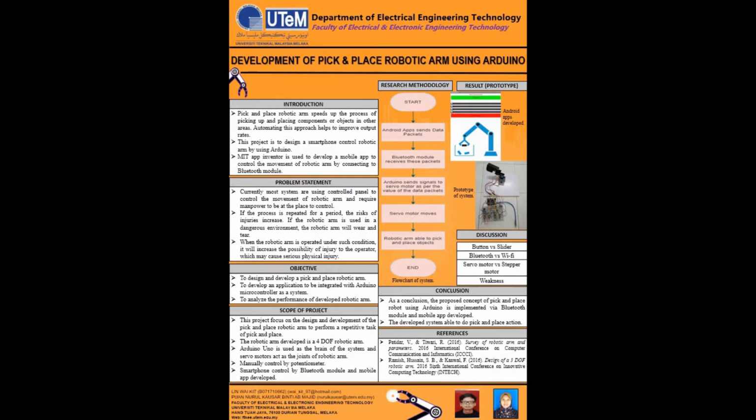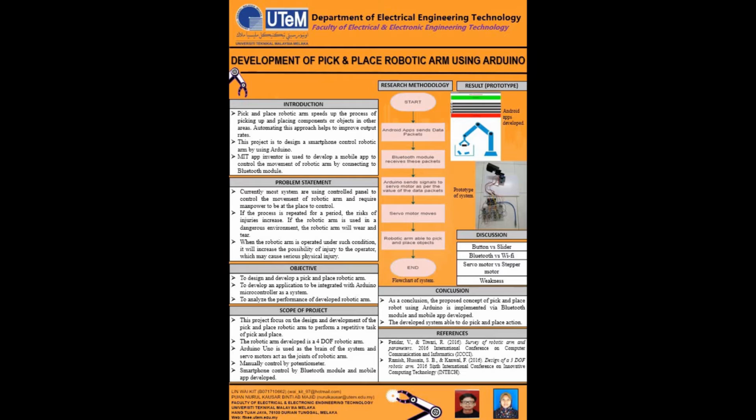This project focuses on the design and development of the pick and place robotic arm to perform a repetitive task of pick and place. The robotic arm developed is a 4 degree of freedom robotic arm. Arduino Uno is used as the brain of the system, and servo motors act as the joints of the robotic arm.